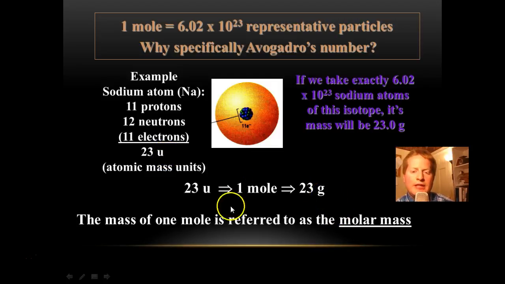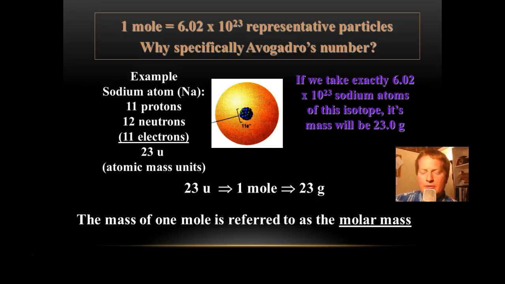So when you take any atom's mass, which is in atomic mass units, and you multiply that by 6.02 times 10 to the 23rd of that atom, for example, it would have a total mass now of that same number, but now it's grams. So that's where that comes from, essentially. And again, this is referred to as the molar mass.